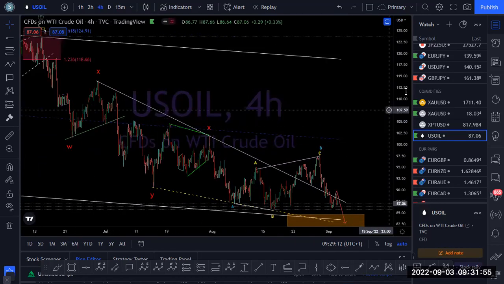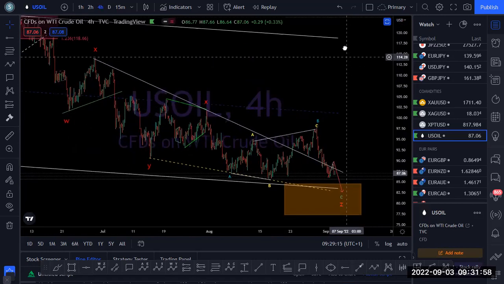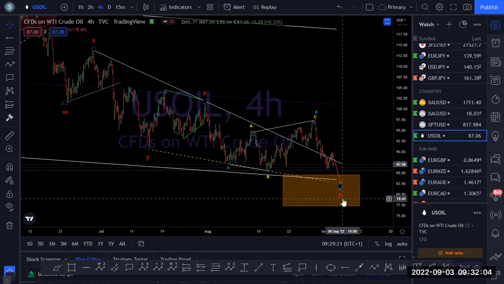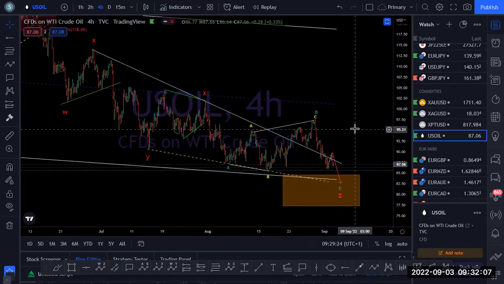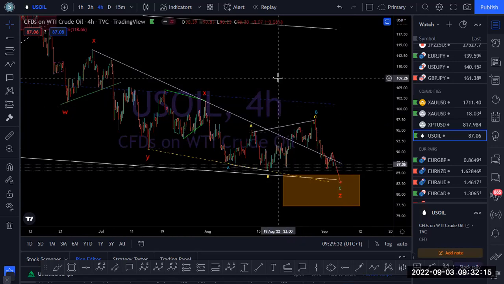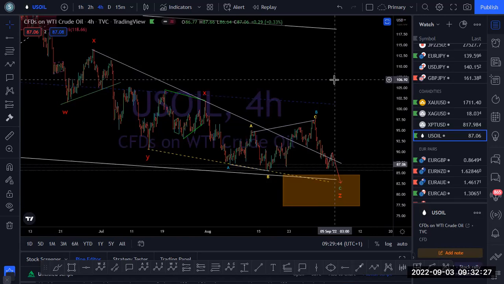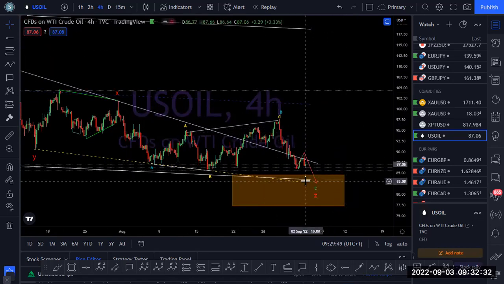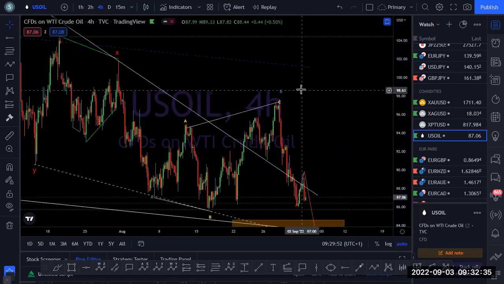So now on oil, last week I showed you this WXYXZ. This Z wave is unusual. Why is it unusual? Z always looks impulsive, like W, like C, like A, like 3, like 5. But sometimes it will make some patterns inside it. Then the last drop will be impulsive. For instance, this is the last wave of the Z wave in oil.